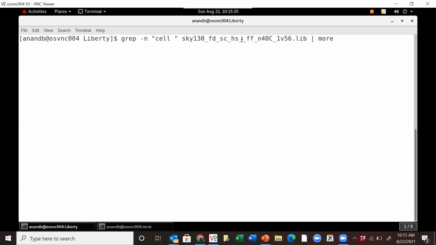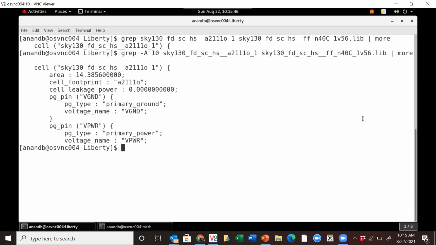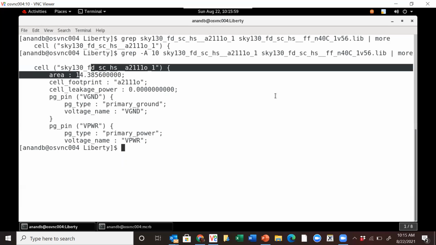Grep for this cell in the same .lib. This is the .lib. I will grep for that cell name there. See where it comes. So it comes there. And let me grep with a few more lines after the matching line. So I'll say -A for after the matching line. Let's say I'm going to look for 10 lines after the matching line. So you can see that here is that cell in the .lib. That particular standard cell appears in a line here, and its area is 14.3.